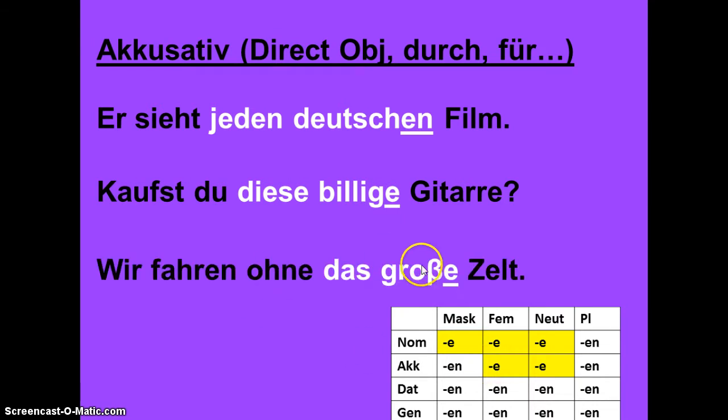In this example, I have a das word, das Zelt, and I have an accusative preposition, which makes it accusative. Wir fahren ohne das Zelt. And since it's accusative and it's a neuter word, I put an E on that adjective. Wir fahren ohne das große Zelt.